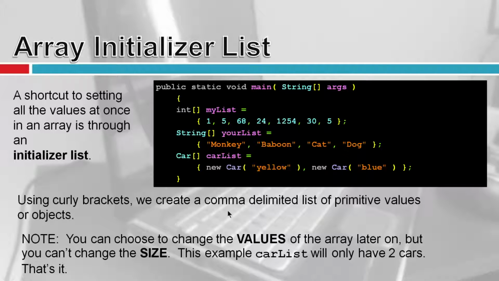So note, when I create this and I start it off, I can still change the values inside. I can change my mind, like say list, I want position 3 to be a beagle instead of dog. I can say your list open brace 3 close brace equals beagle, and it'll change. I can change the values inside the array, but what I can't do is change the size. Again, once I've created it here, I've now created a 4 element array. If I wanted to access element 10 of your list, it'll throw an error.